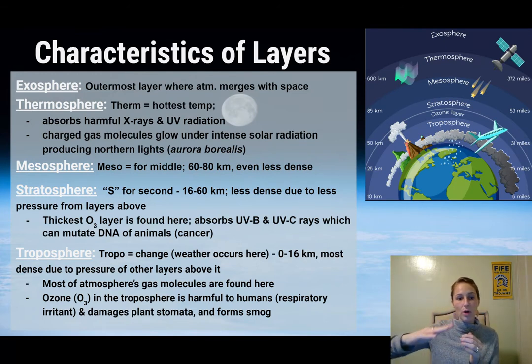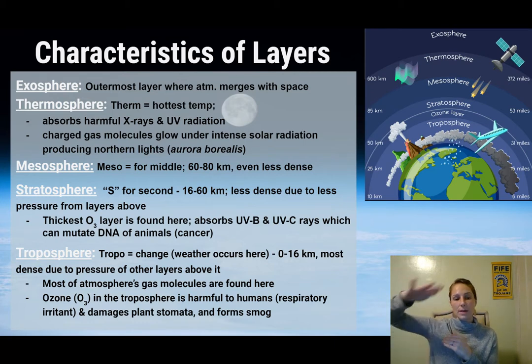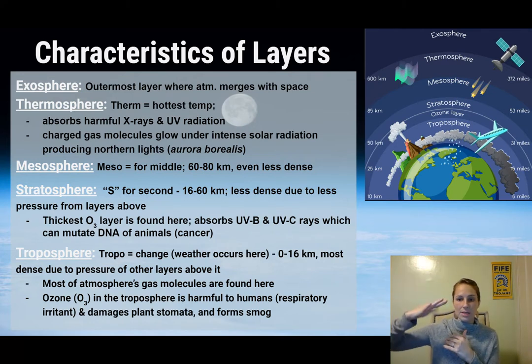So then when you go up, the next layer we have is the stratosphere. And you can think S for second layer, because stratosphere starts with an S. And this is going to be anywhere from 16 to 60 kilometers. Now, this is going to be less dense due to the fact that there's going to be less layers above it pressing down. So it's less dense than the troposphere.